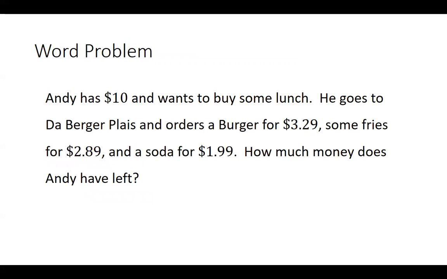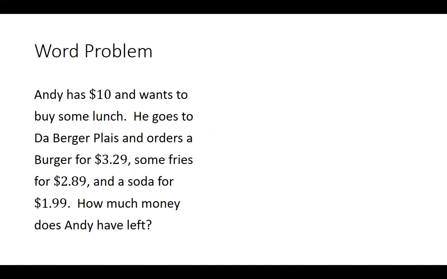Here's a word problem. Andy has $10 and wants to buy some lunch. He goes to Da Burger Place and orders a burger for $3.29, some fries for $2.89, and a soda for $1.99. How much money does Andy have left? Okay, so let's go through this process using Polya's 4 steps. So there we go. So I just shrunk that over off to the side. He still has $10. He wants to buy some lunch. He goes to the burger place and orders a burger for $3.29, some fries for $2.89, and a soda for $1.99. How much money does Andy have left?